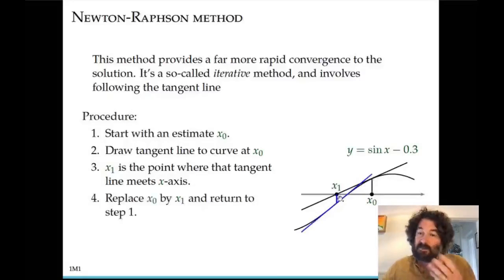And then it's iterative, so you just now replace x0 by x1 and go back to the beginning. You find the tangent line to the graph at x1, and look where that intersects the x-axis, and that's the next estimate, which you might call x2. You can just repeatedly apply this as many times as you'd like.